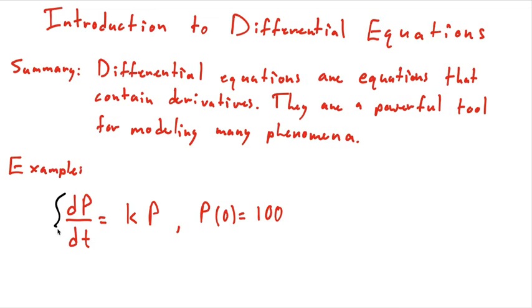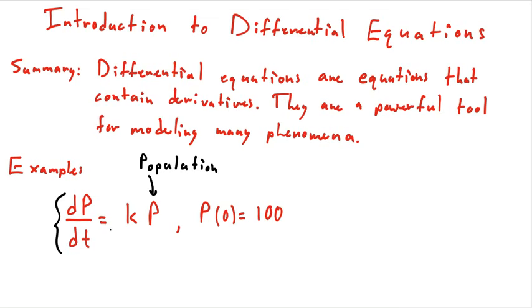Here we have a derivative, and in this case, this is a model of population growth. P is standing for population, and this is saying that the rate of change of population, the derivative of population with respect to time, is equal to some constant k times the current population.